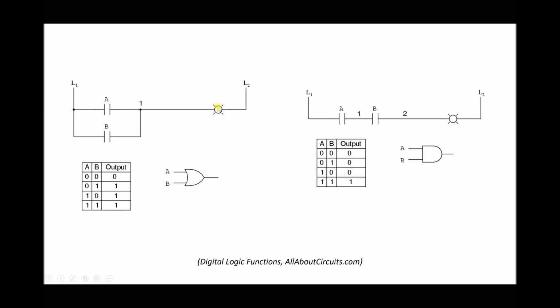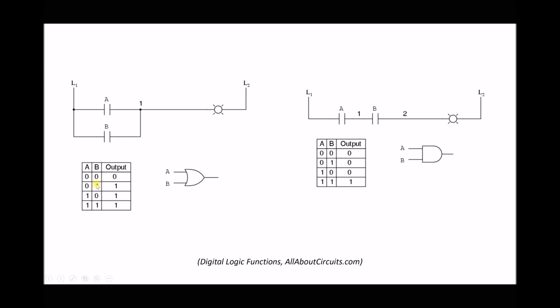And the reason it will light when A or B is activated is because closing A will allow a signal to pass here. Closing B will allow a signal to pass here. Now we also notice that if both are closed, then the lamp will still light. So the way this information is represented on the truth table, in our normal condition, A and B are not activated. And if A and B are not activated, then we don't have an output.